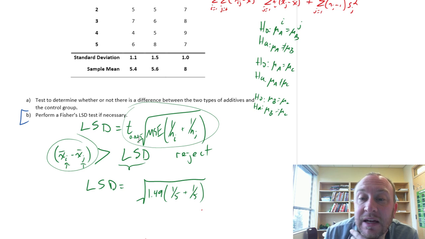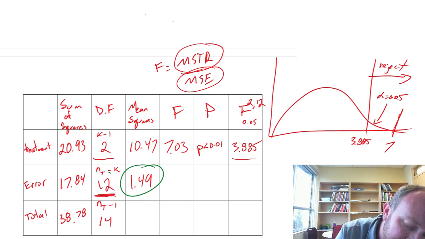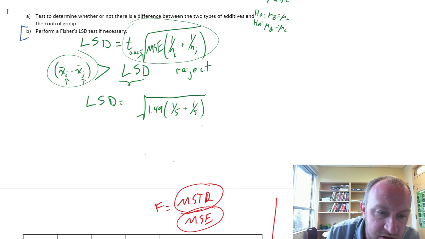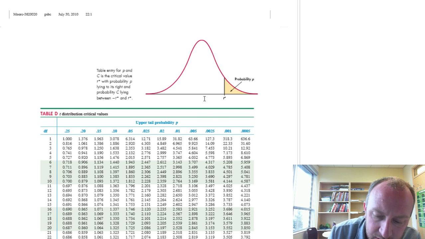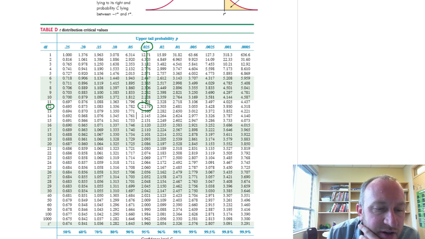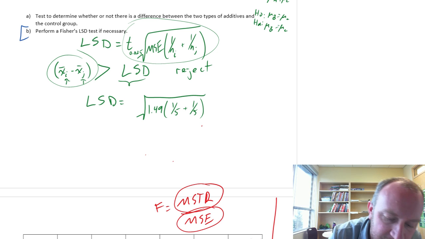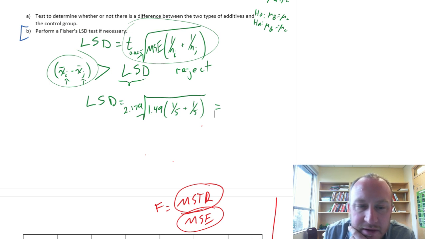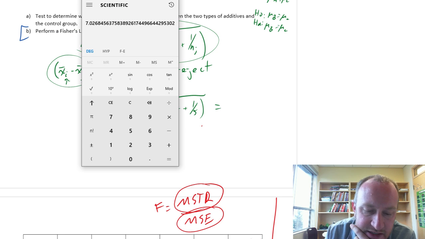Now, what are our degrees of freedom? Degrees of freedom always corresponds with our estimate of the variance. So here our MSE was 149. We have 12 degrees of freedom that correspond to that estimate of the variance. So if we go into our t-tables, and here's 12 degrees of freedom, probability of 0.025, that gives us a critical value of 2.179. So if I come back here, I have this 2.179. So now we can go ahead and calculate the value of our LSD.